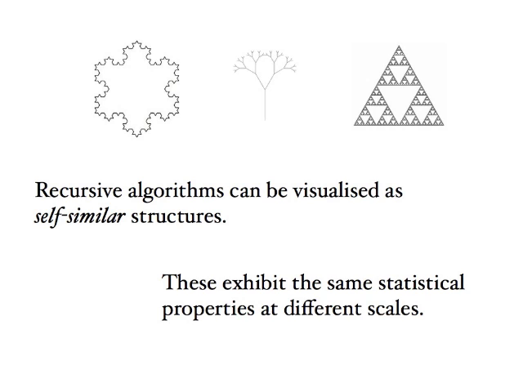One way of understanding recursion is to visualize the procedure. So when we think of recursion, we're actually thinking of what are known as self-similar structures. Self-similar structures are those that exhibit the same statistical properties at different scales, and you would have come across these in previous studies or even in everyday life.